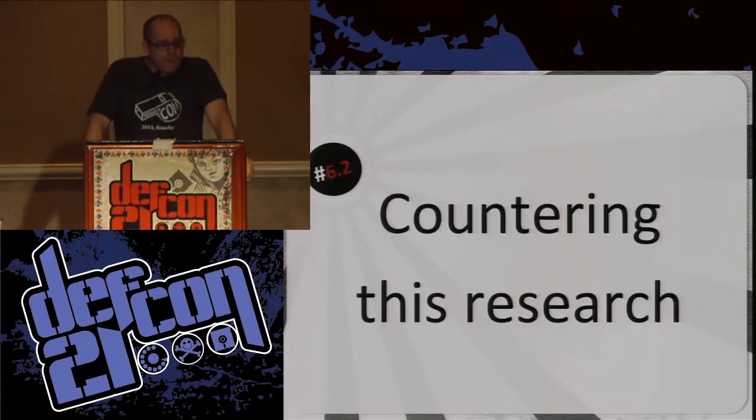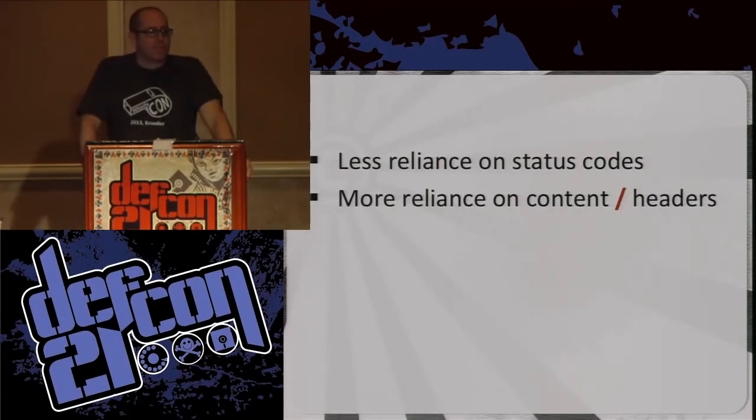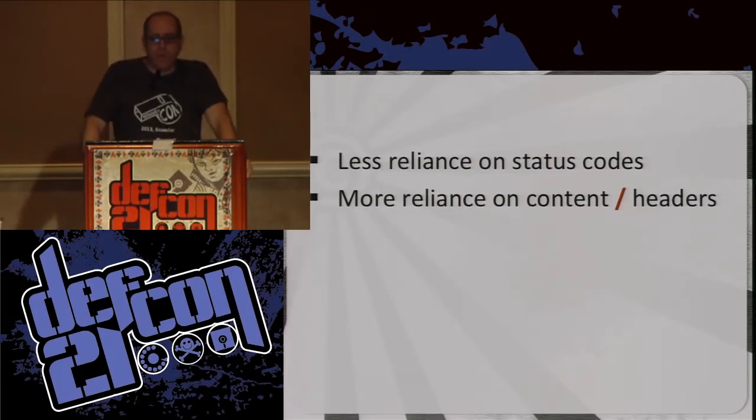So how do we counter this research? We've told the scanners that they're crap. We've told the scanners they aren't doing stuff in the right way. Really need a new microphone here. So less reliance on status codes. I know it's easy to say, but we're going to have to slow scanners down in order for them to be more reliable, because right now they're just taking response codes and ignoring everything else.